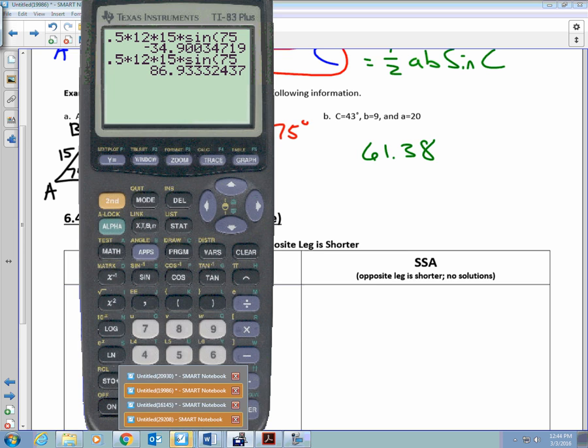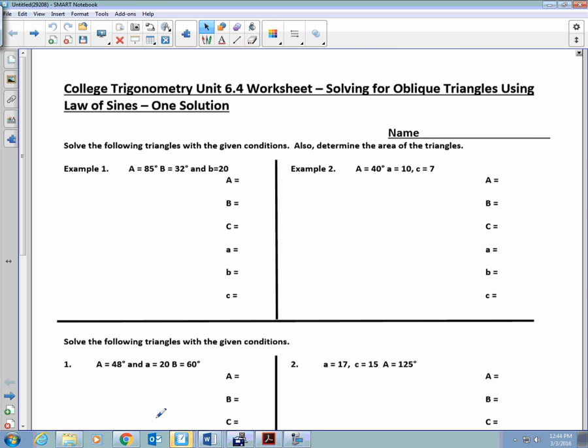All right, look at your worksheet. Here we go. Please change the title of your worksheet. I'm sorry, I stole this from a different class that I teach. I just write college, and then Unit 6.4. So this is a Unit 6.4 worksheet for us. It's not 3.1. 3.1 would be for the different trigonometry book. And within the directions, we want to solve the following triangles with a given condition. We also want to determine the area of each triangle.